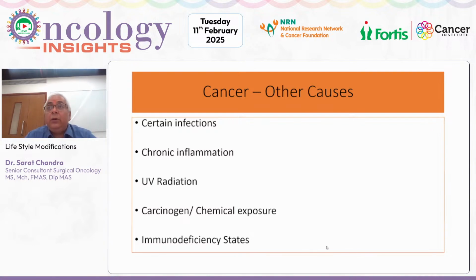It is believed that if we take the history of a patient with pleural mesothelioma, 100% we will find some exposure to asbestos in his life. That is the amount of association of asbestos with pleural mesothelioma.